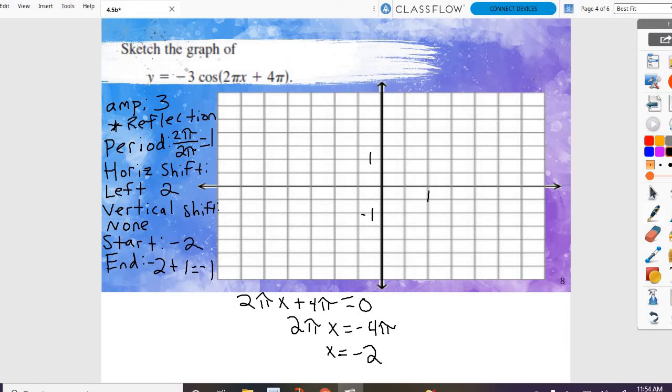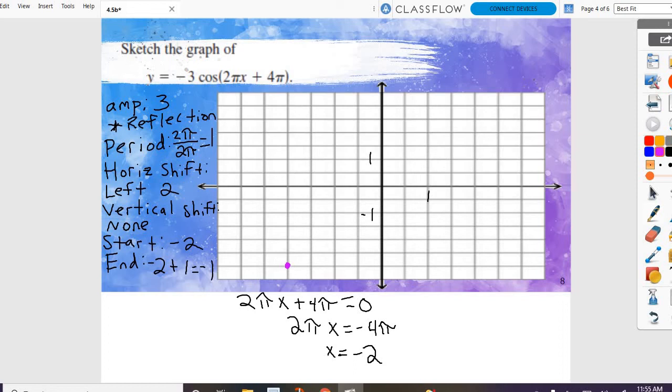So I'm going to go by a unit of 1/2 this time on my x-axis. So we said normally cosine starts at a maximum, agreed? But because we've reflected it, we said we're going to start at a minimum. And we're specifically going to start at -2. So 1, 2. And what is our minimum value going to be at? -3. So we would be here.